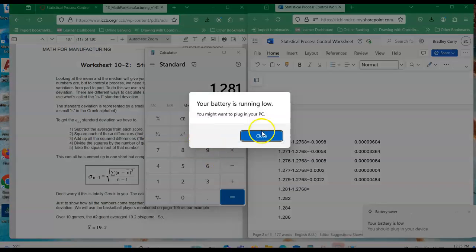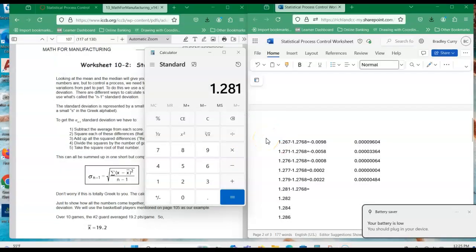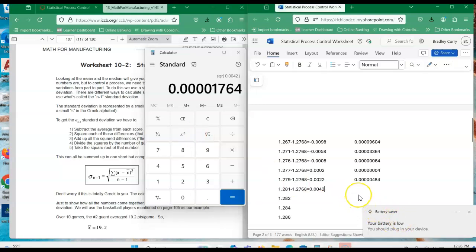1.281 minus the 1.2768. So minus the 1.2768 equals 0.0042. Go ahead and square this one. 0.00001764. Oh, missed a zero. Make sure that you have all of your zeros in place.